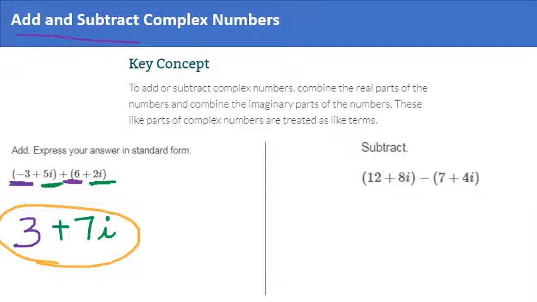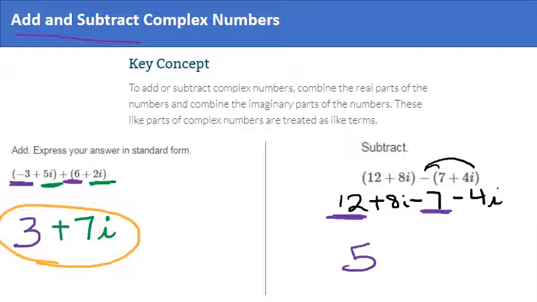All right, so let's take a look at the next one. Notice that you have this minus. And if you have a minus between your parentheses, go ahead and distribute that. So that means we have 12 plus 8i minus 7 minus 4i. Now you can combine like terms. So we have our real part, that's 12 minus 7. So that gives you a 5.